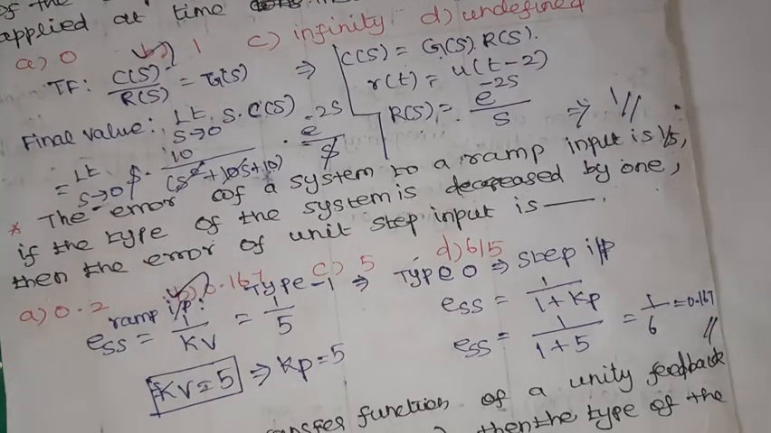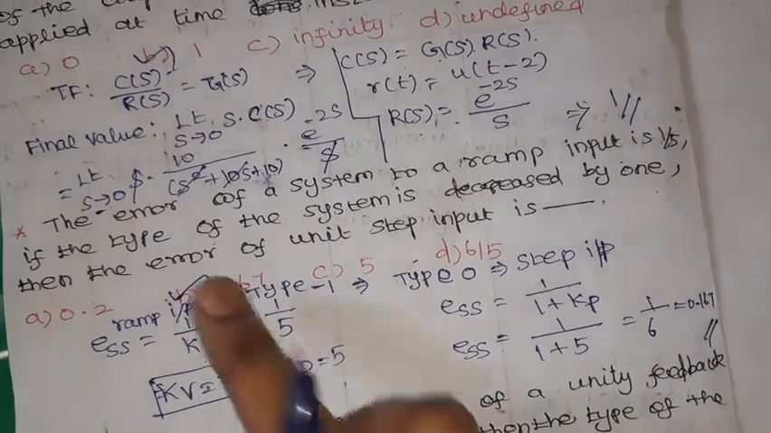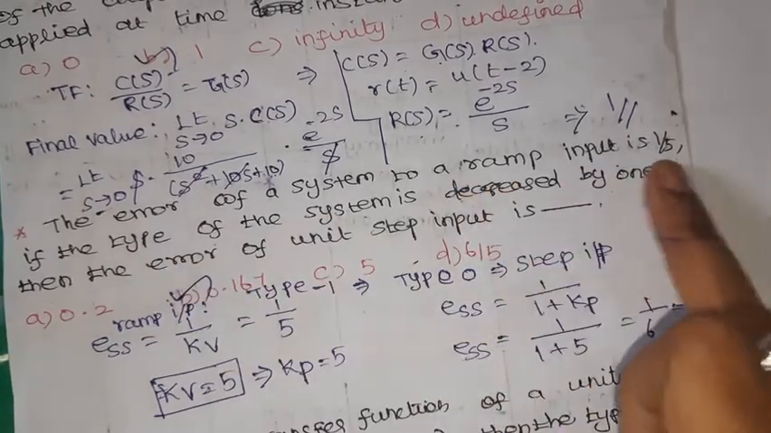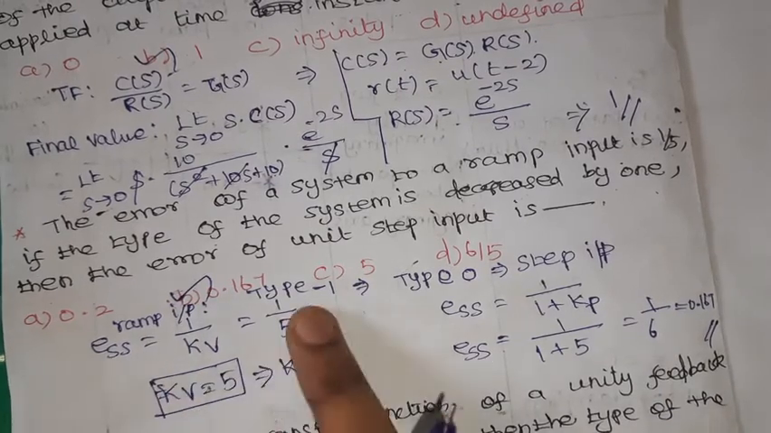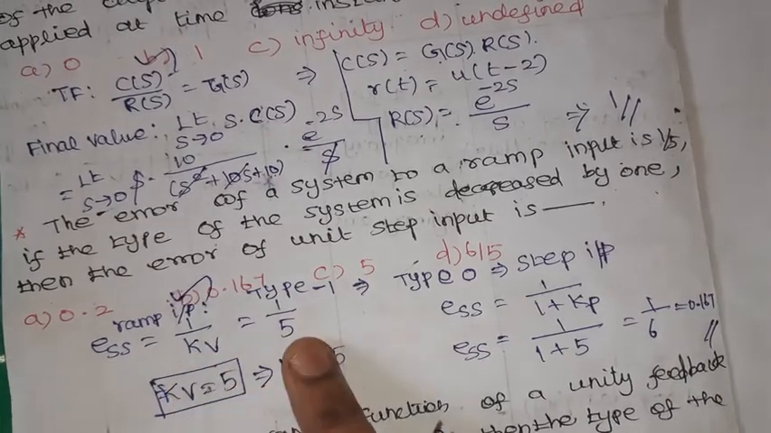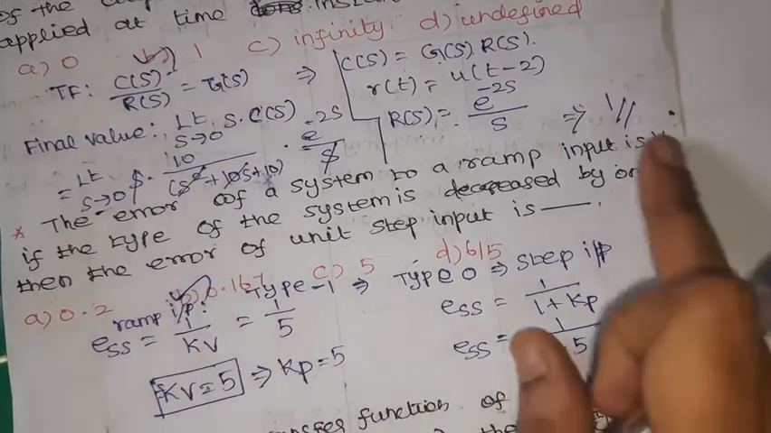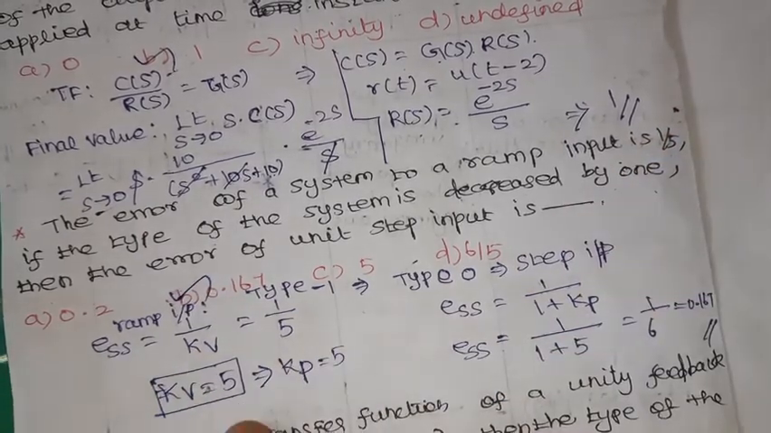I am telling you again what is given. Steady state error for ramp input. What is the steady state error for ramp input? 1 by Kv. What do we find out then? 1 by Kv is given as 1 by 5. So Kv is equal to 5.